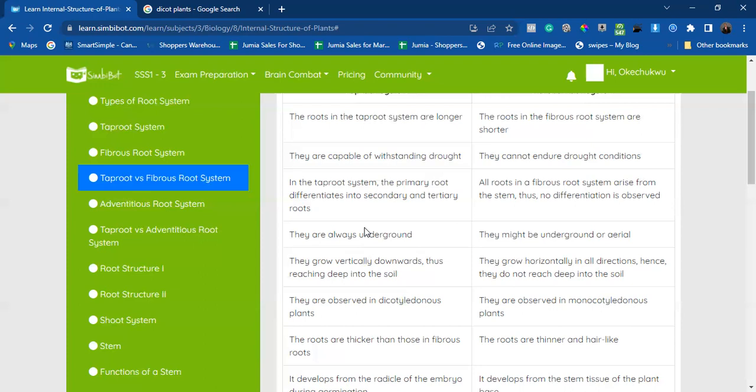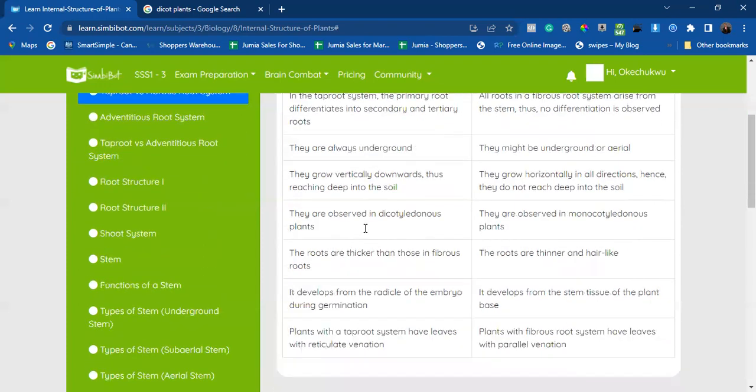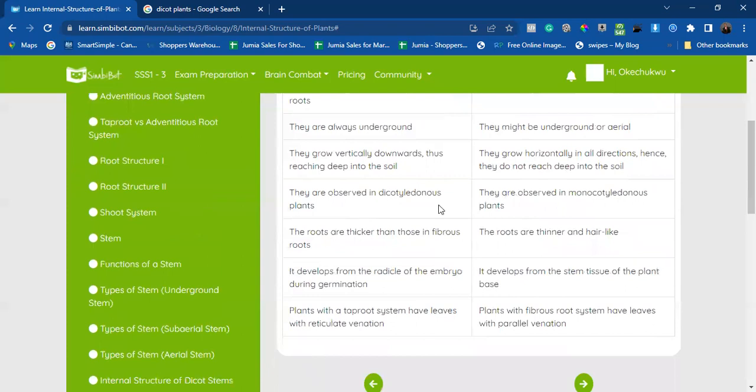Now, like I've mentioned, taproots are observed in dicotyledons. Fibrous roots are observed in monocotyledons. I've mentioned some of these things here. Another thing you need to take note of is that taproots are thicker than fibrous roots. Okay.